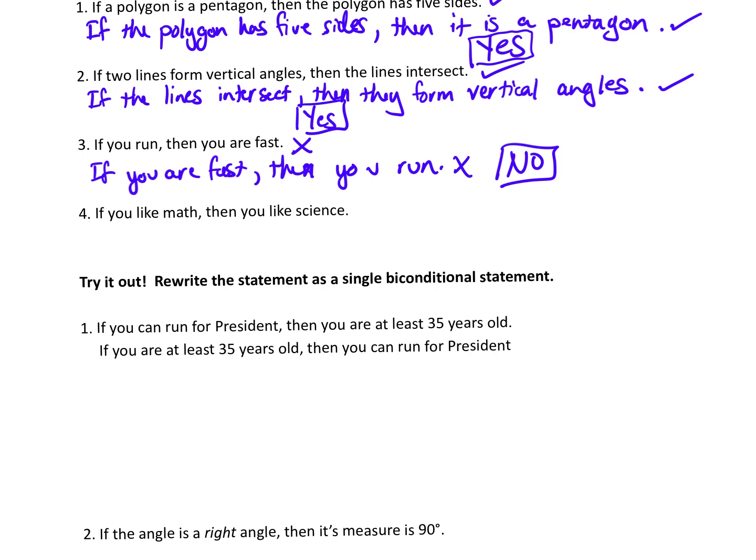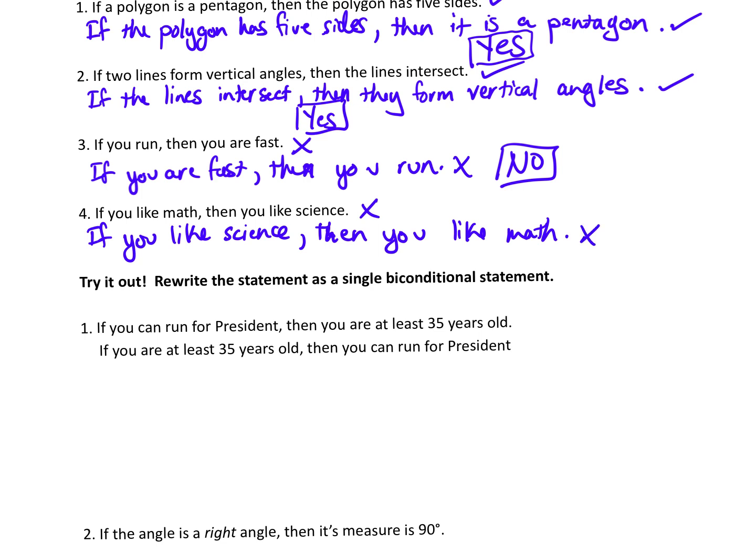Let's look at number 4. If you like math, then you like science. The converse would be, if you like science, then you like math. So let's check out if this is true. If you like math, then you like science. That's not necessarily true. If you like science, then you like math. Also not necessarily true. So we're just going to say no here. None of those are necessarily true.